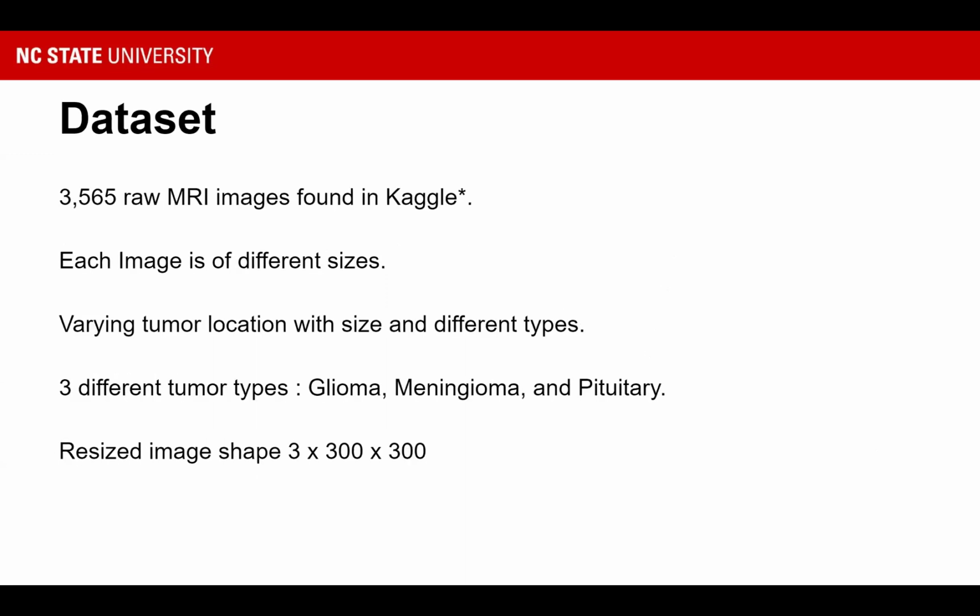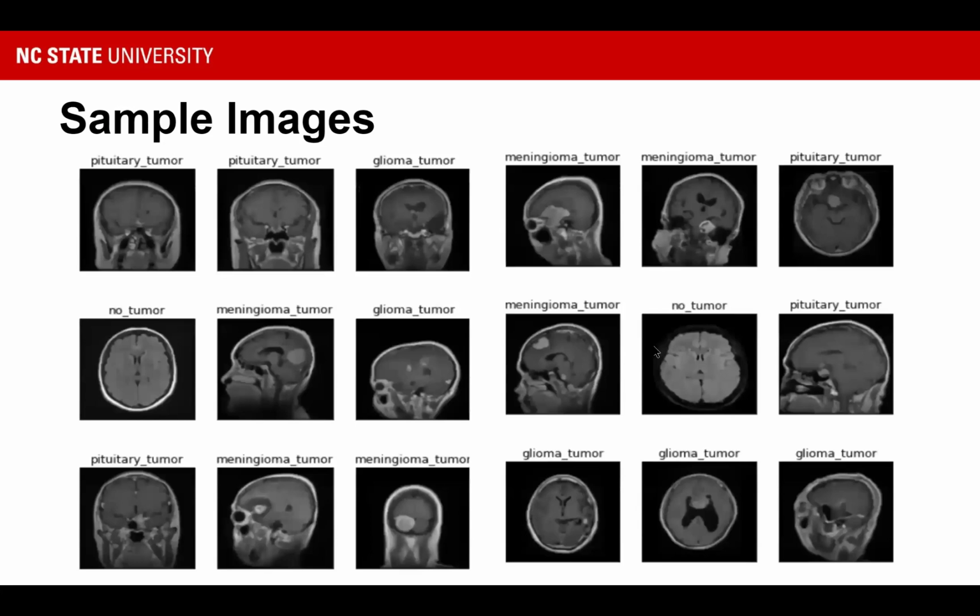The data set that we got is from Kaggle. There are around 3,000 to 4,000 images, and there are different types of tumor present, namely glioma, meningioma, and pituitary. So in the data set, we have images classified mainly into these three types, as well as images which do not have tumor. These are the sample images present here. As we have mentioned earlier, there are images which do not have tumor, as well as images which have tumor, like pituitary tumor or glioma tumor.